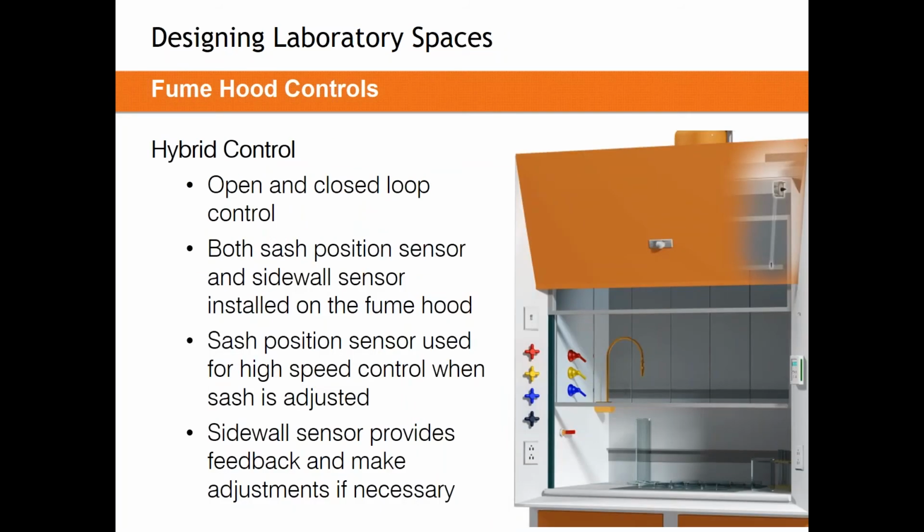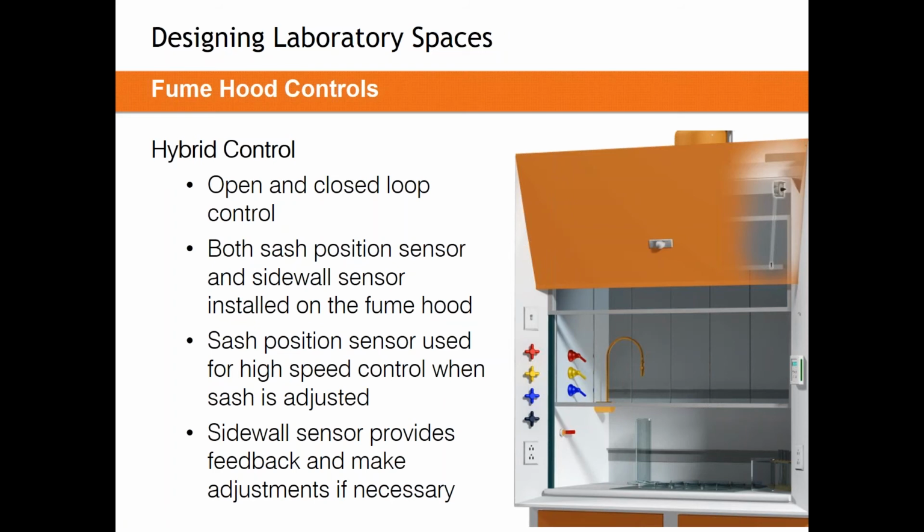There is a third strategy for controlling a fume hood as well. This lends itself very, very well to combination sashes. We like to call this hybrid control. This is what you might describe as both open loop and closed loop. In the end, however, it is a closed loop strategy. What you do with this strategy is employ both sash position sensors and sidewall sensors.